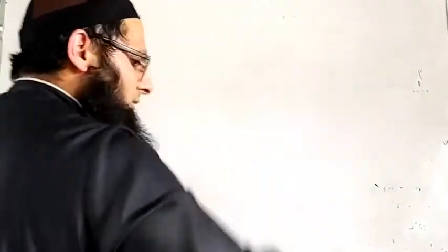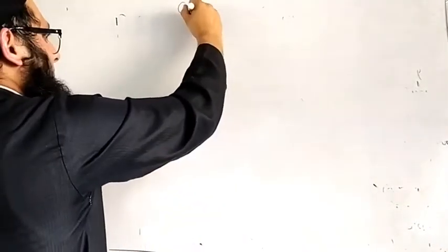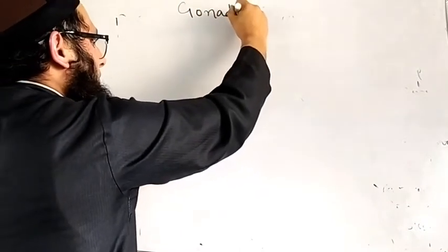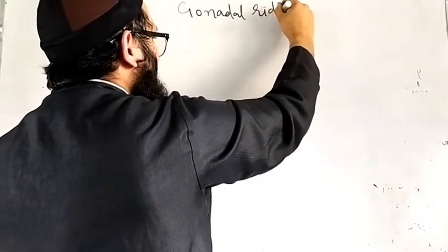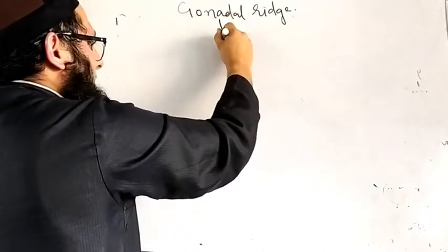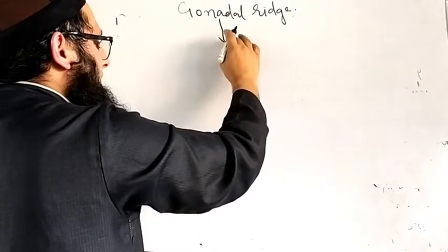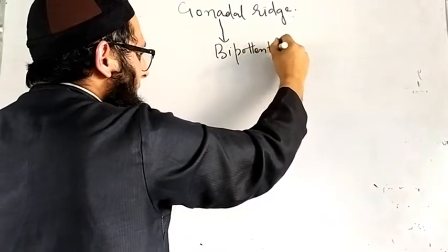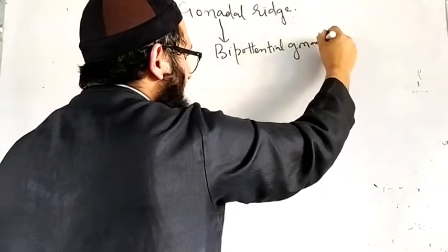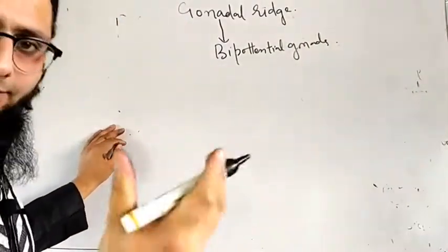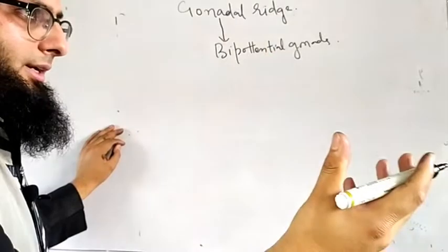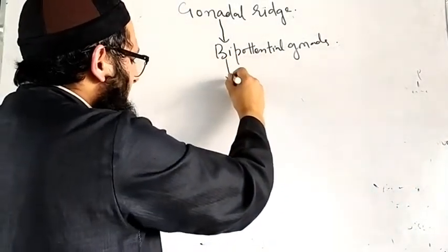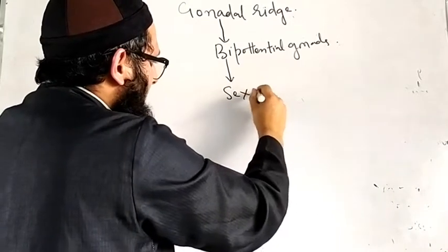Let's hold on the migration process for some time. This is the gonadal ridge. What will it do? We also call it a bipotential gonad, because it has the capability to get converted either into the male gonads or female gonads, testes or ovaries. So what will happen? They will form sex cords.